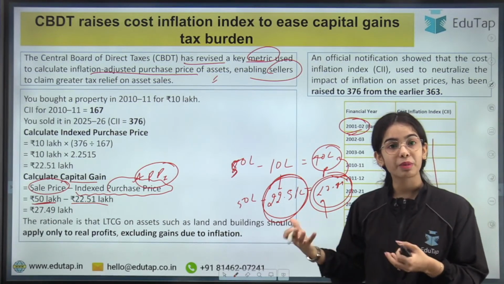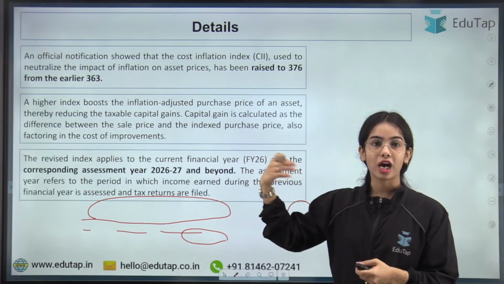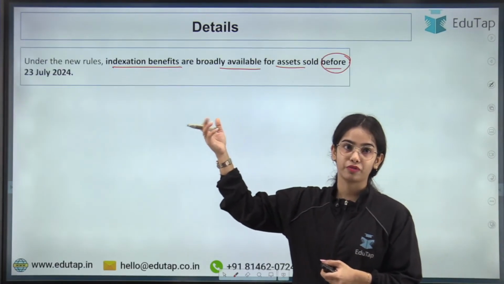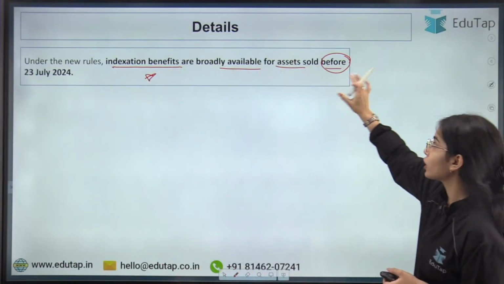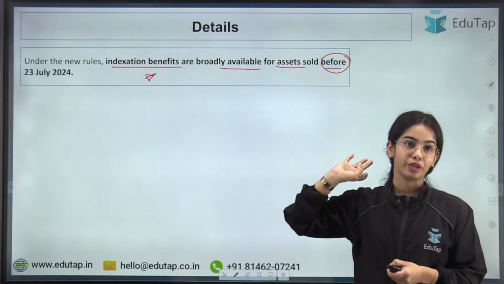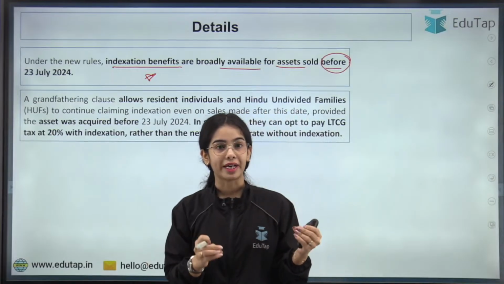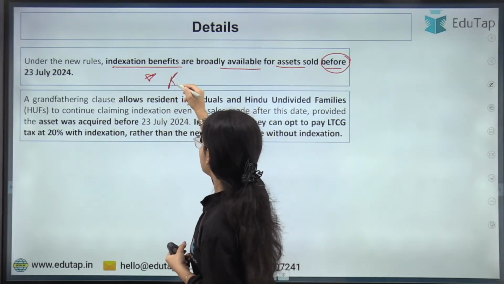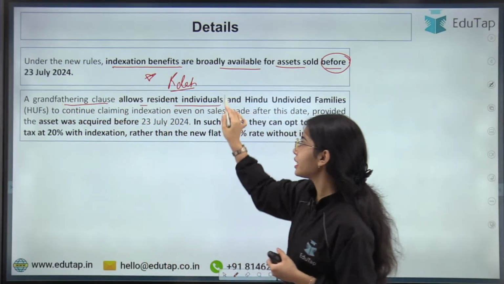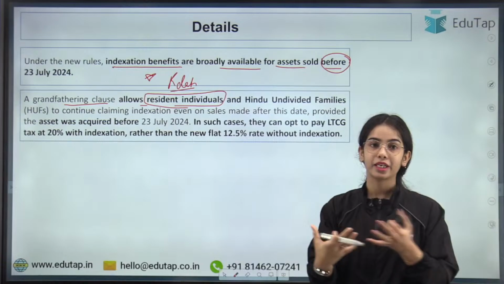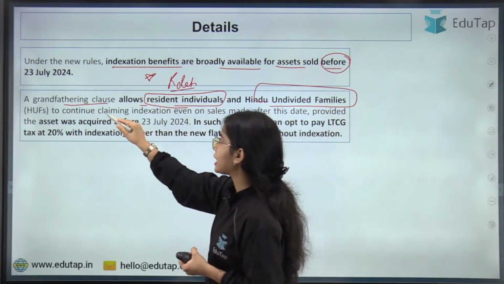So, this benefit will not be provided for the property that is sold after 23 July 2024. Basically, indexation benefits are broadly available for assets sold before 23 July 2024. Now, the relaxation here is provided to people like you and me. A grandfathering clause allows resident individuals, that is people like you and me, and the Hindu undivided families to continue claiming the indexation.